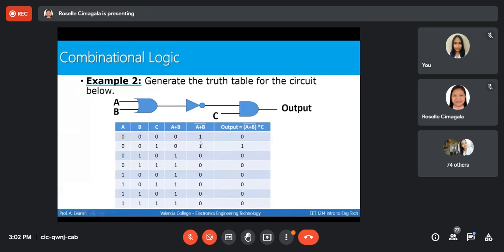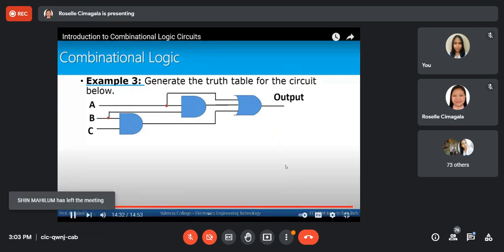We only have one time where this column and input C are both high, and it's right here. So this is the only time the light should come on when we build the circuit. The only time the LED will come on is when input A is 0, input B is 0, and input C is 1. Any other combination gives me a 0 at the output. Here's a third example for you to try.